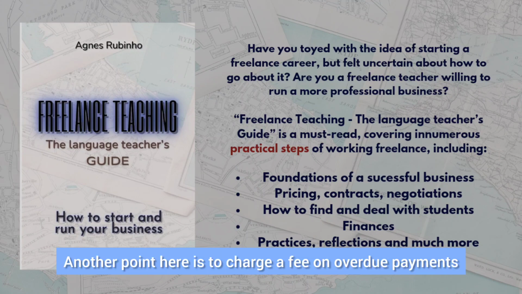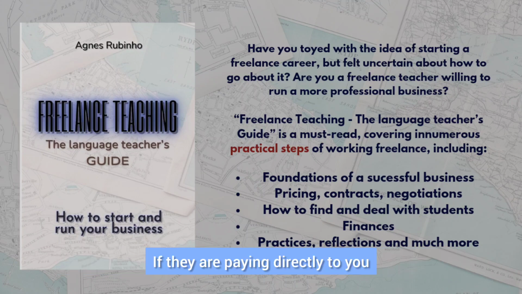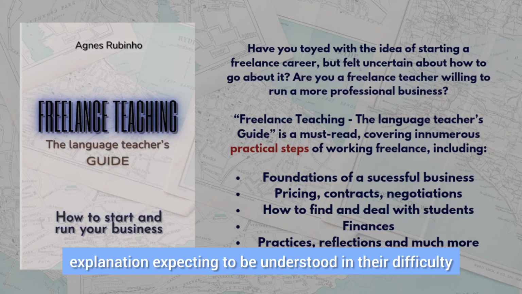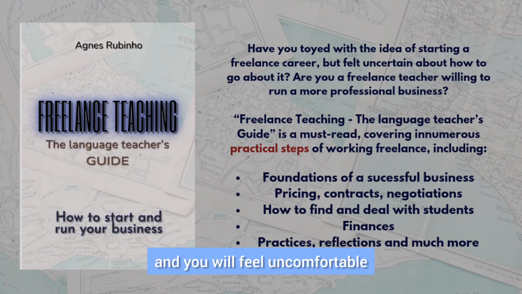Another point here is to charge a fee on overdue payments. If they're paying directly to you, it will be very difficult to negotiate fees because they will always have a plausible explanation, expecting to be understood in their difficulty, and you will feel uncomfortable if you don't understand their problems by charging them any sort of fees.